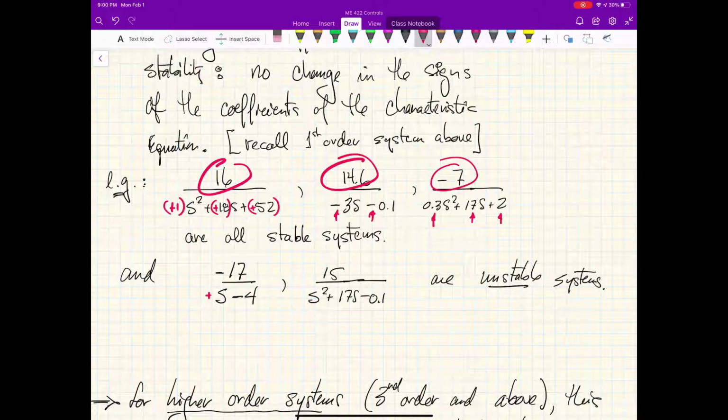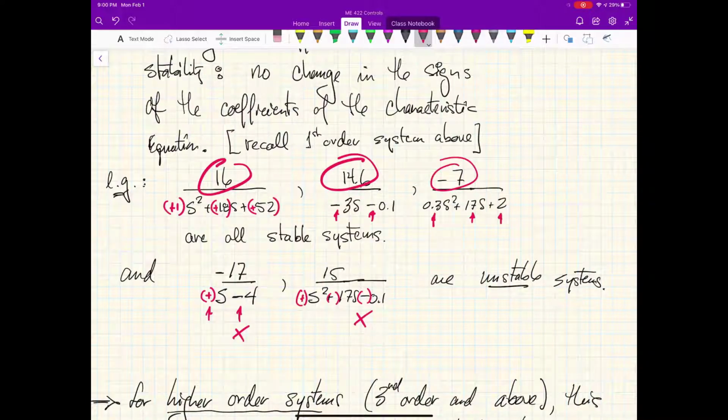Conversely, an unstable system, first order here, I got a plus, a minus, unstable. Second order system, I got a plus here, a plus there, good, minus there, bad, unstable, okay?